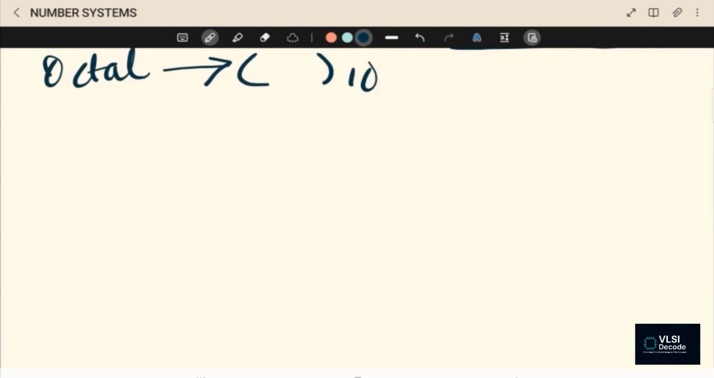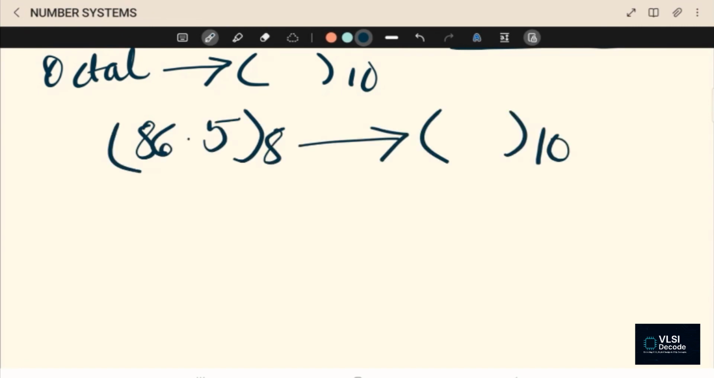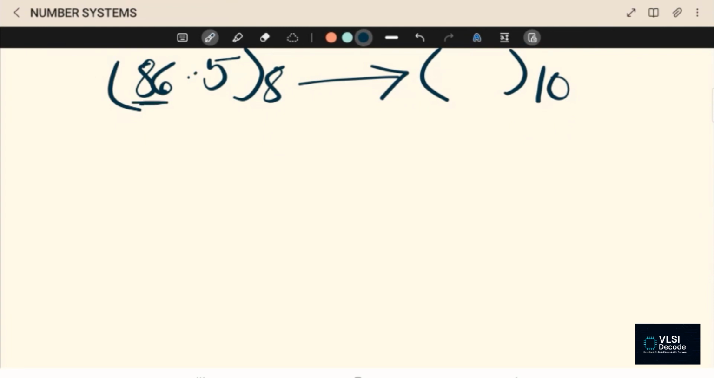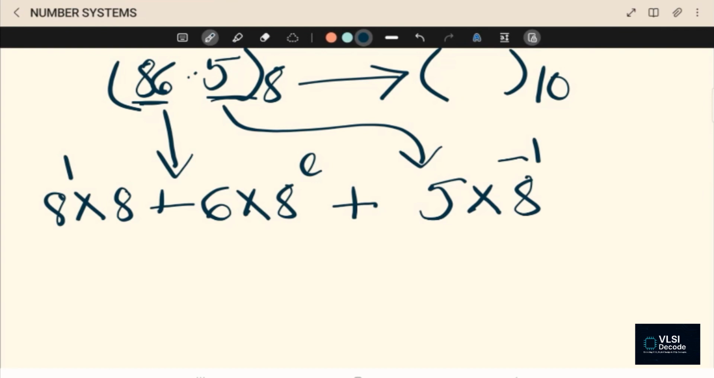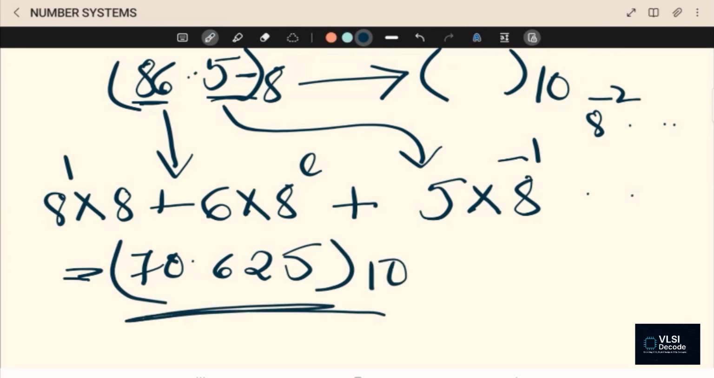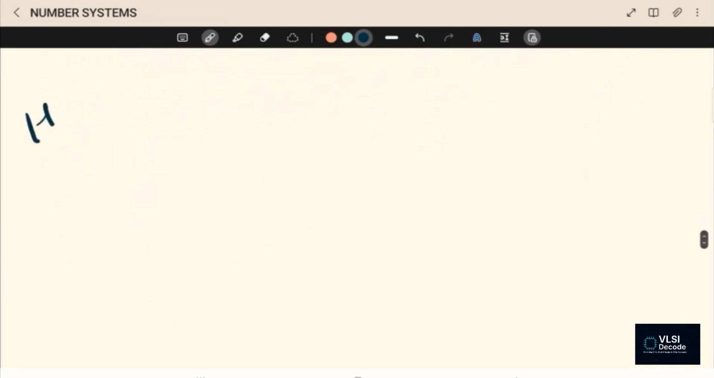Now let's see octal. So let's take example of 86.5 to the base 8, and then you have to convert it to decimal form. So how will you convert? Simple. You have to just multiply it with the given weights and then add all of them. And for fractional part, you have to multiply it with 8 power minus 1. Okay, not 8 power n. You have to multiply it with 8 power minus n. Then you'll get the answer.